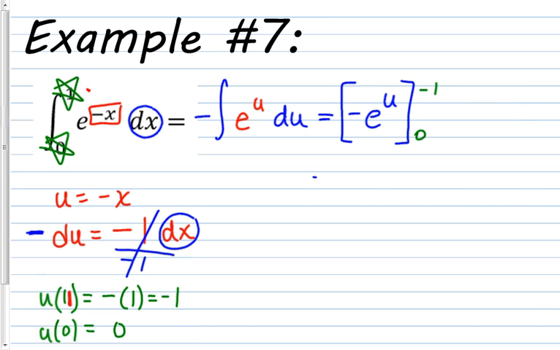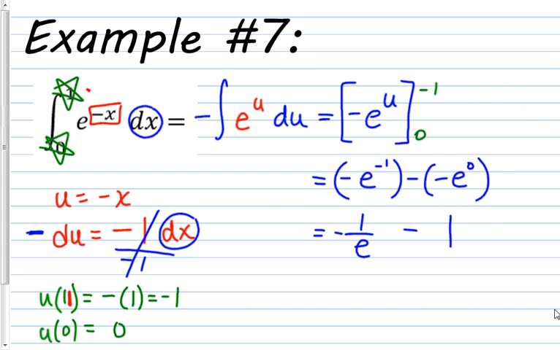Okay, so now I have negative e to the negative 1 power minus negative e to the 0 power. Anything to the 0 power makes everything 1, and then this is negative e. You know what? I'm going to write it as a fraction. Why not? So 1 over e, and it's negative. And you could leave it like this.